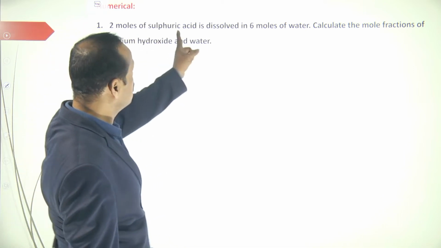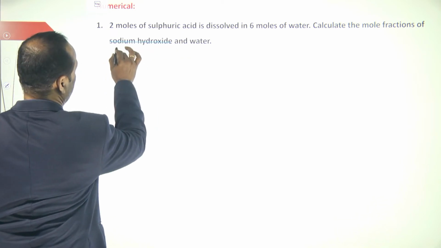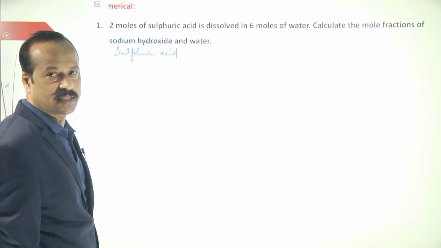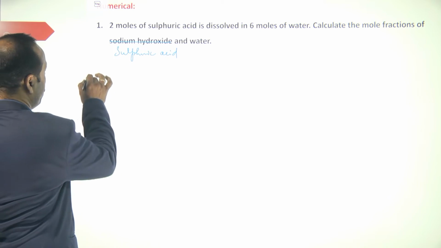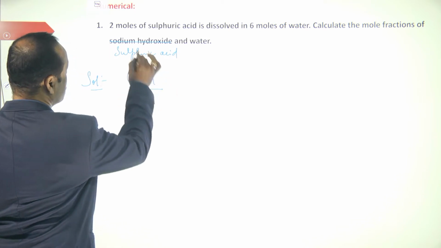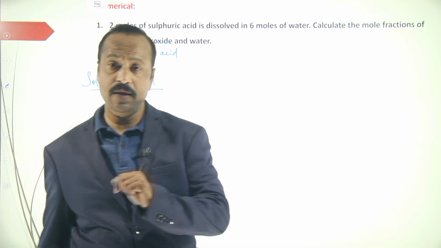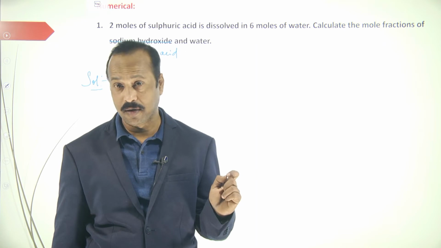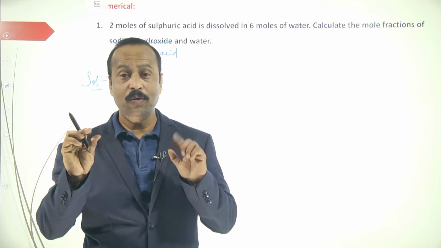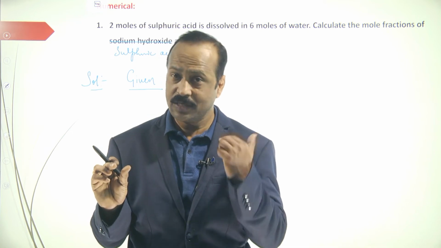So here, 2 moles of sulfuric acid is dissolved in 6 moles of water. Calculate the mole fraction of sulfuric acid. This is our problem. Whenever you have to solve a problem, first prepare the data. What is given? 2 moles of sulfuric acid dissolved in 6 moles of water. It's a mixture of sulfuric acid and water. But sulfuric acid is 2 moles, meaning the quantity is less, so this is the solute. And water is 6 moles, in larger quantity, so this is the solvent, right?